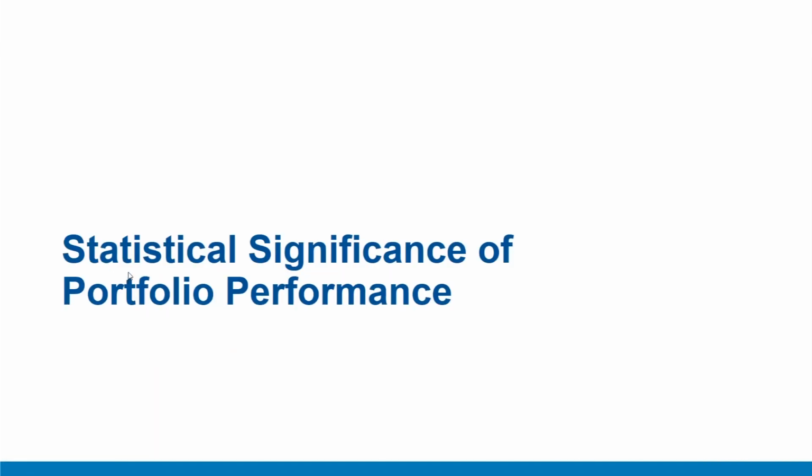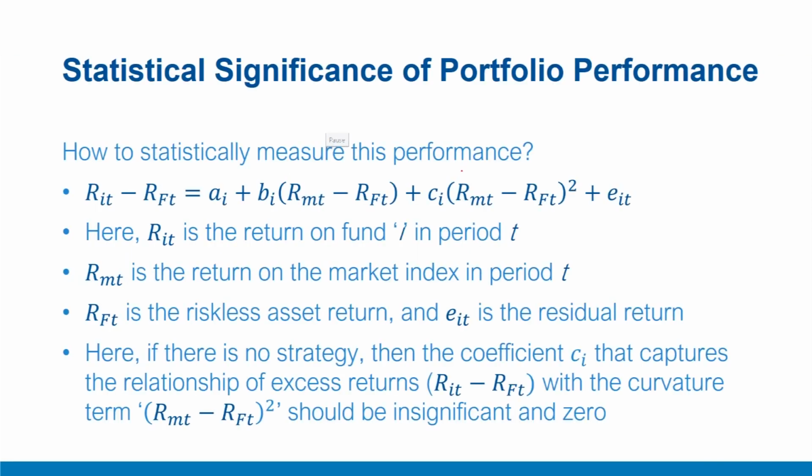Statistical significance of portfolio performance. In this video, we'll examine how to measure the statistical significance of a fund manager's performance, with a special focus on timing ability. Consider the simple model where R_it minus R_ft equals alpha_i plus B_i times (R_mt minus R_ft) plus C_i times (R_mt minus R_ft) raised to the power 2 plus e_it, where e_it is the residual term, R_it is the return on fund i for period t, R_mt is the return on the market index in period t, and R_ft is the riskless return.